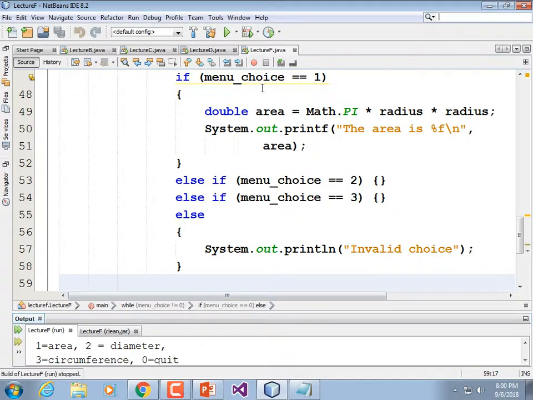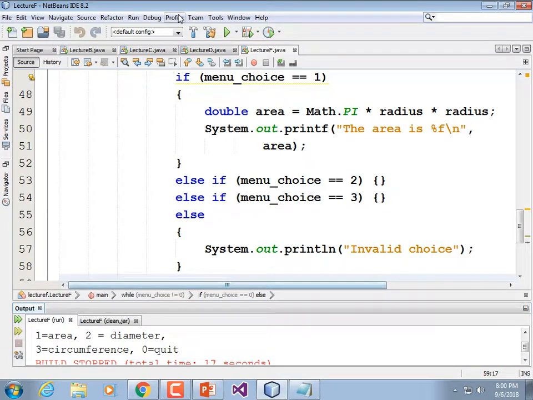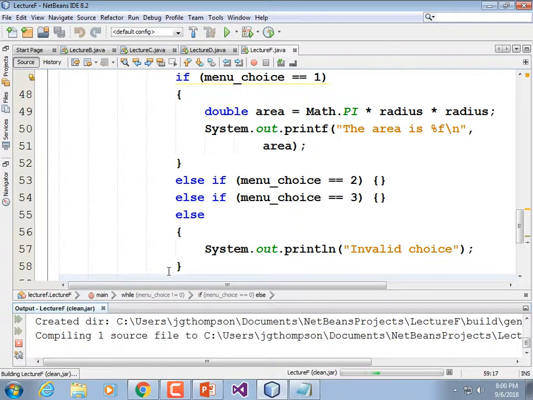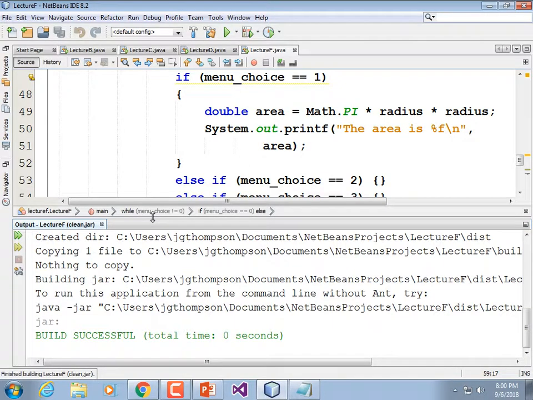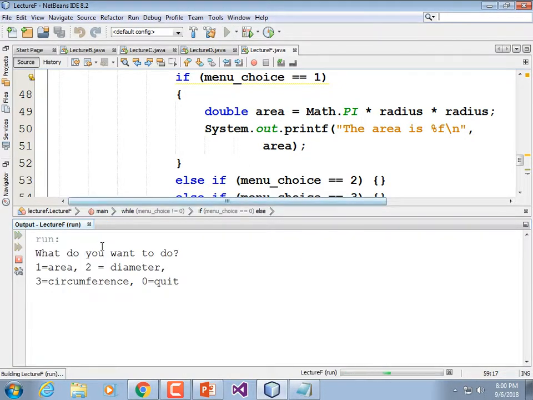If you're stepping through the debugger, you would use this stop. You'd use a stop sign wherever the debugging options are. All right. I didn't test my quit option. I'm going to do it now. Test, what do I want to do?